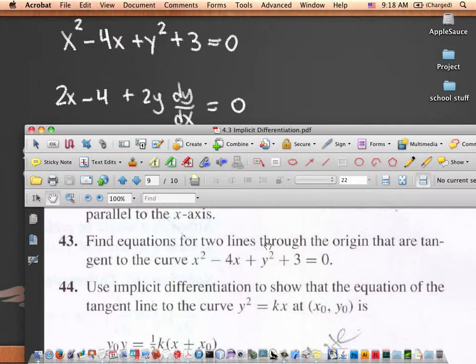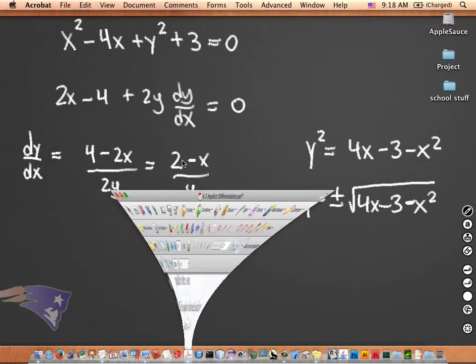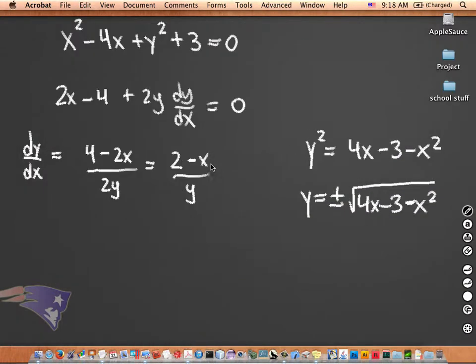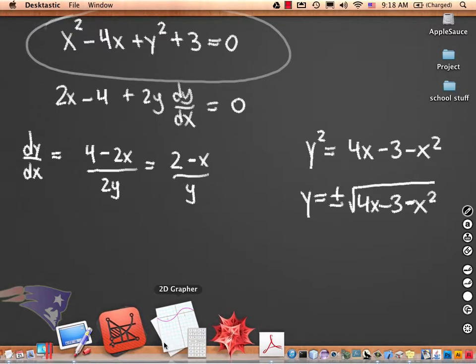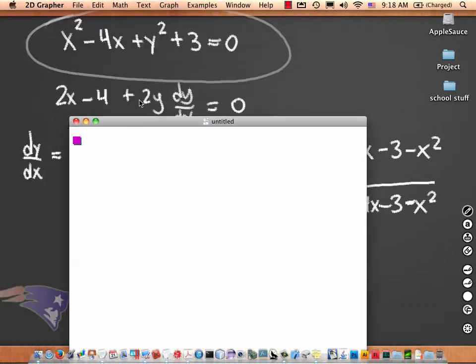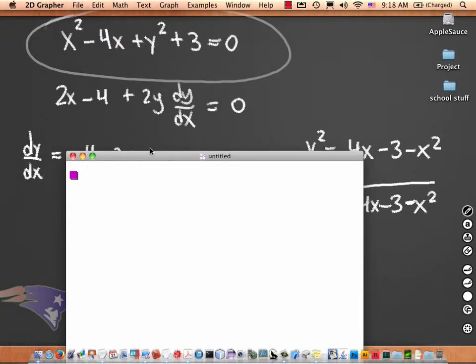Find equations for two lines through the origin that are tangent to the curve. Through the origin, huh? Which means that the two lines go through the origin. So next thing I'm going to do here, Carrie, is take that equation and graph it out. What does it mean through the origin? It means that the two tangent lines themselves go through 0, 0. Okay.